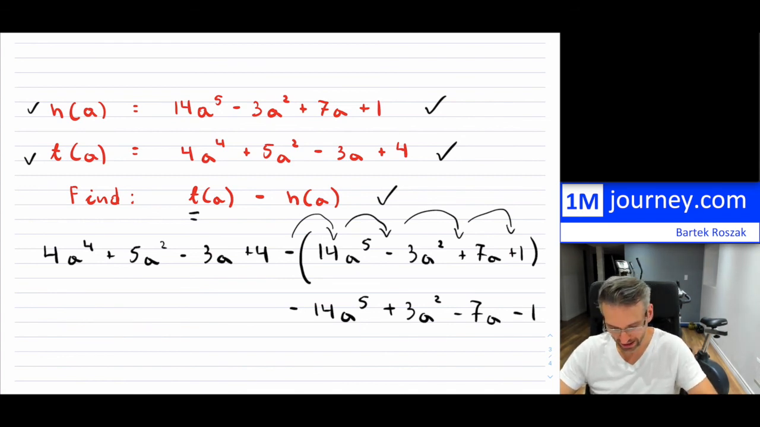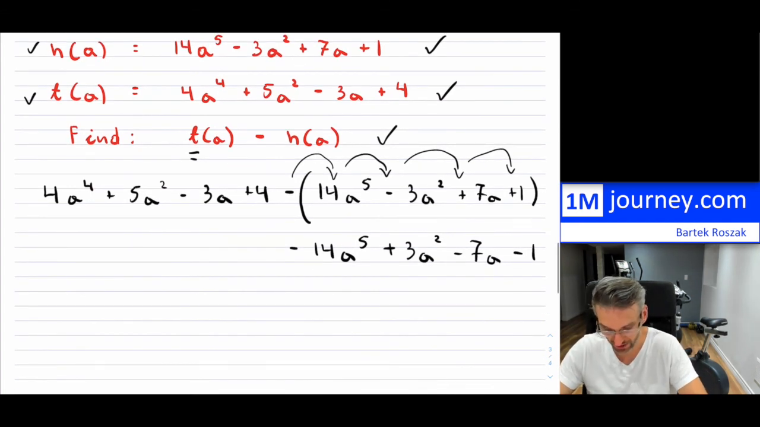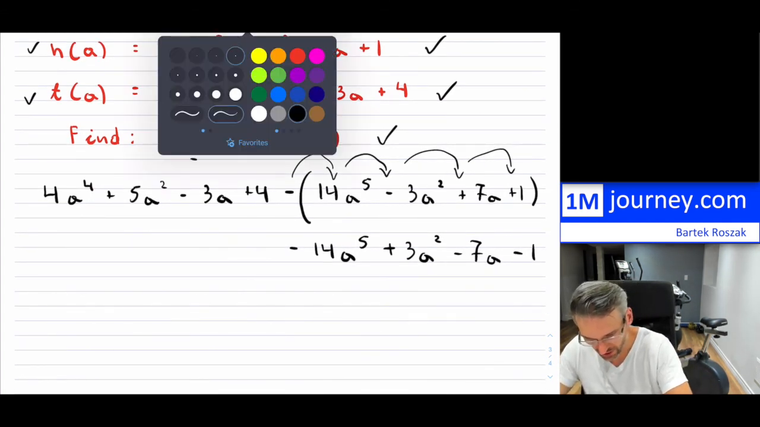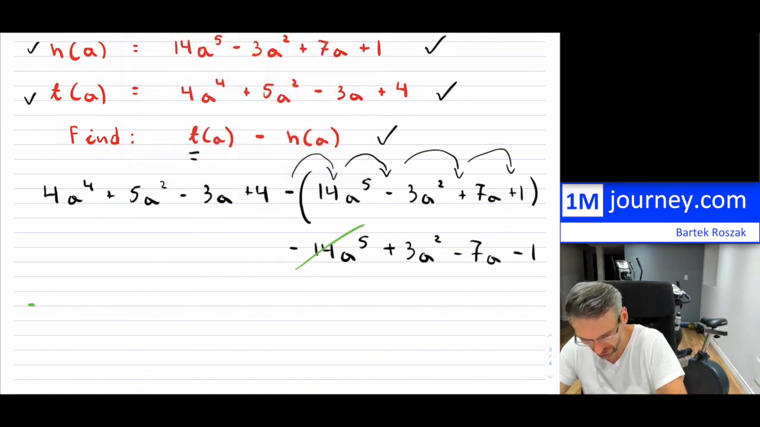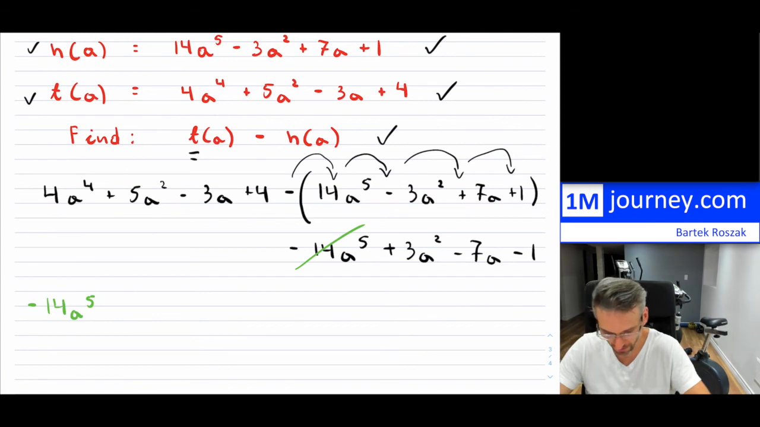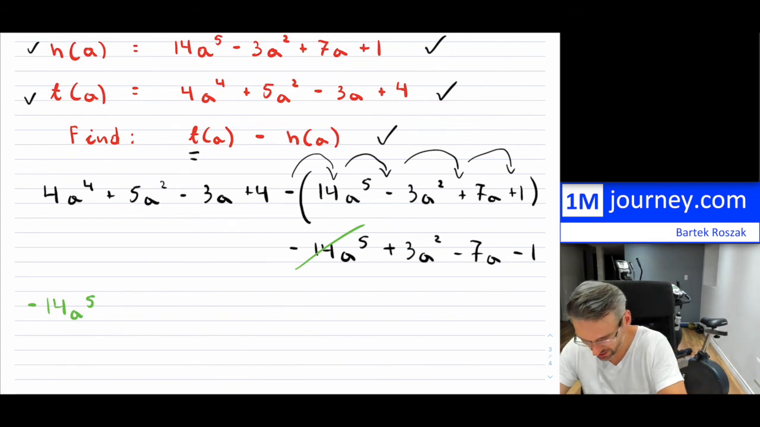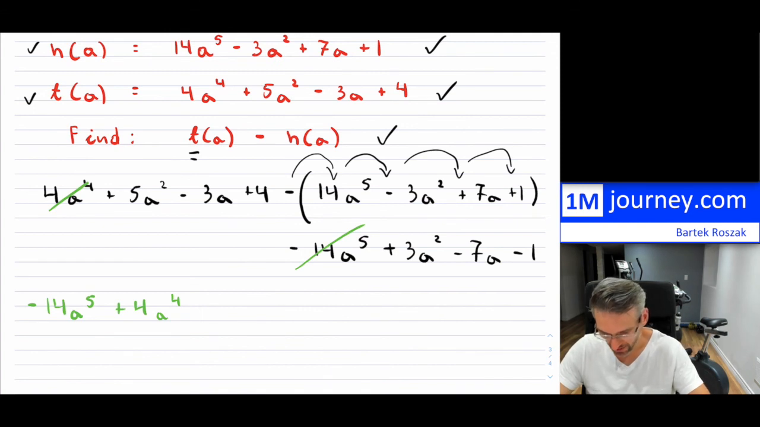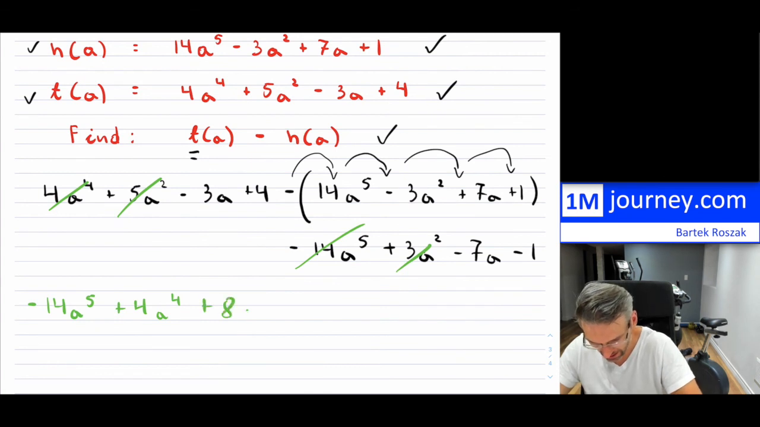And now you can go ahead. I guess the highest order is 5, and for this one, that's the only one I have. So minus 14a to the 5. Anything else? No, there were no other 5s. A to the 4, there's only this one, so plus 4a to the 4. And then squared, I have 2 of these, so 5 plus 3 is 8a squared. And then it's these ones, negative and negative, so it's going to be minus 10a. And then 4 minus 1 is going to be 3.